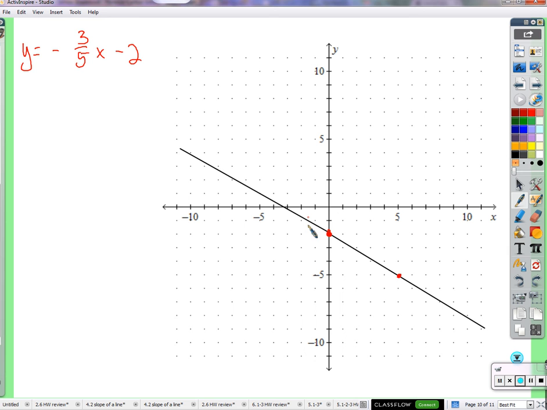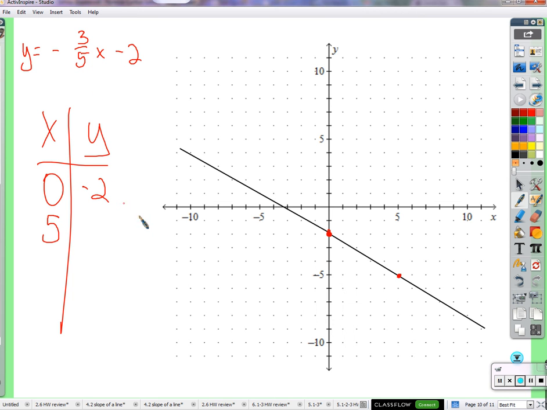So there's our line. Again, we can confirm this by plugging in 0 for x to start. -3/5 times 0 is 0 minus 2, -2. Then we plug in a 5 because I know that 5 is going to get divided by 5, and I'll not have a fraction anymore. -3/5 times 5 over 1 is -3, minus 2, -5. We can just move over 5 horizontally, and then I'll move down 3 because of the negative.